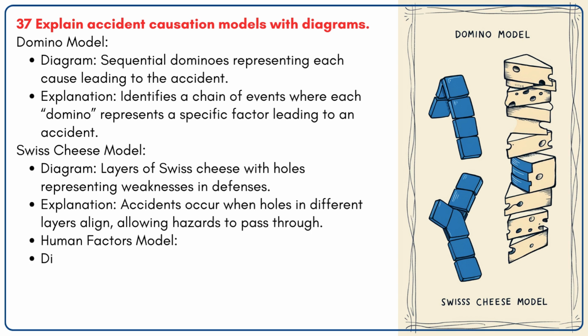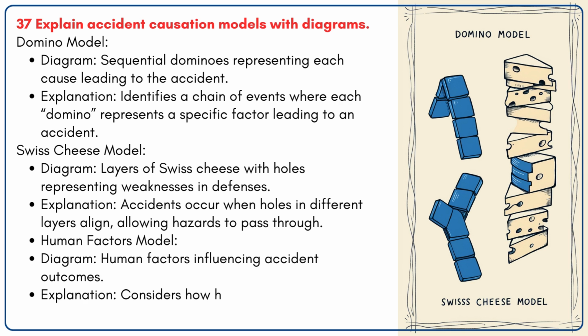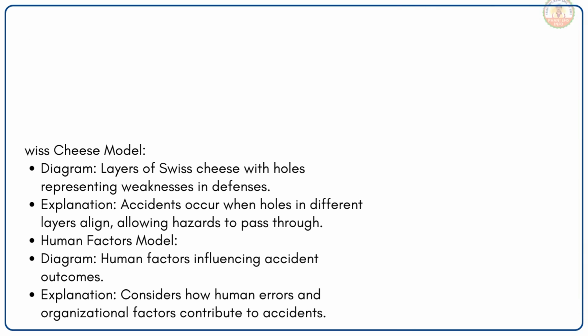Human factors model. Diagram: human factors influencing accident outcomes. Explanation: considers how human errors and organizational factors contribute to accidents.